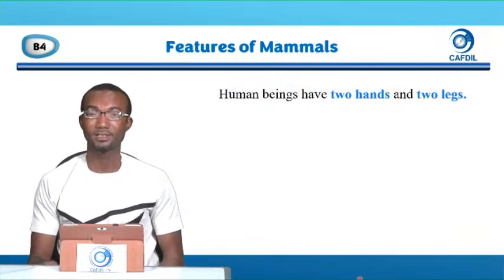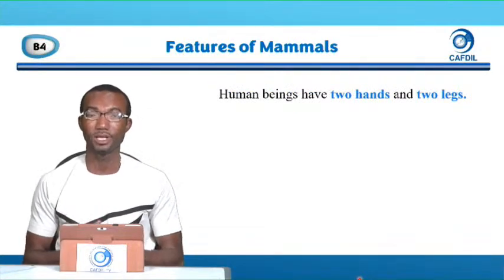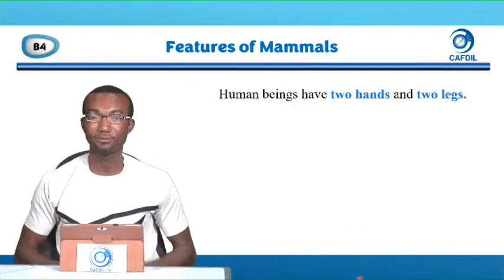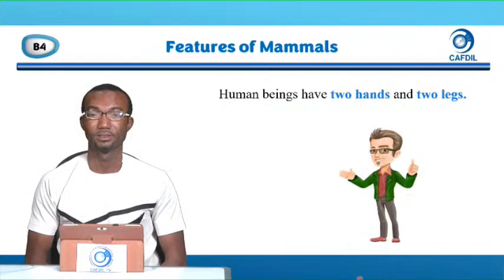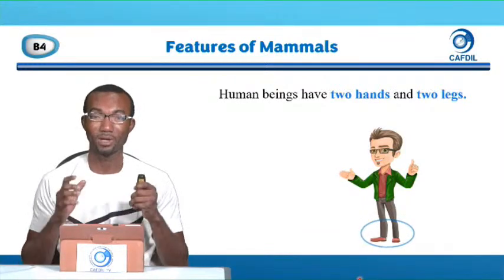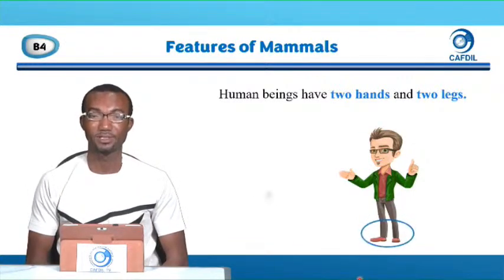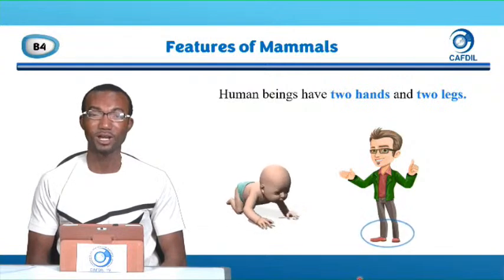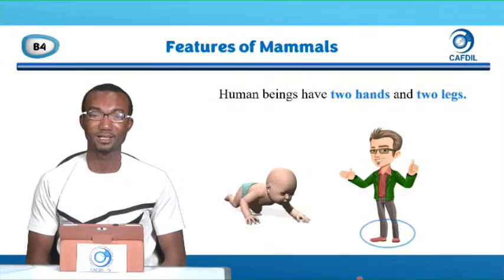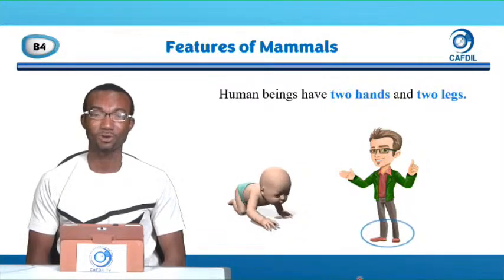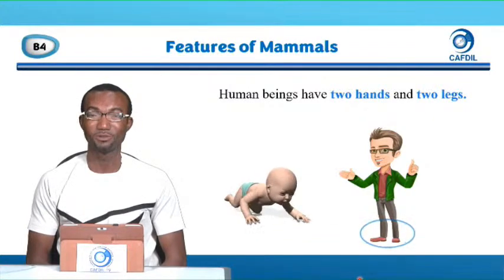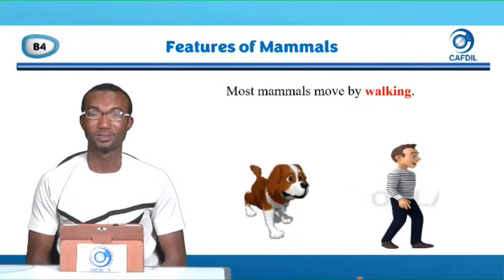Human beings have 2 hands and 2 legs. So I have 2 hands and I have 2 legs as well. And that makes up our limbs. Our hands and legs make up our limbs. And then babies also have 2 hands and 2 legs. But when you are young, you normally crawl on your legs and hands. When you grow up, you can walk.